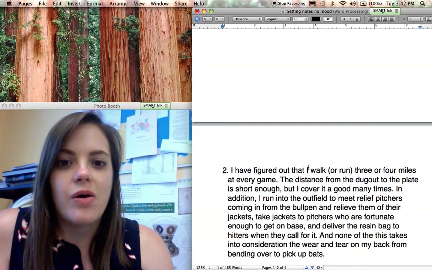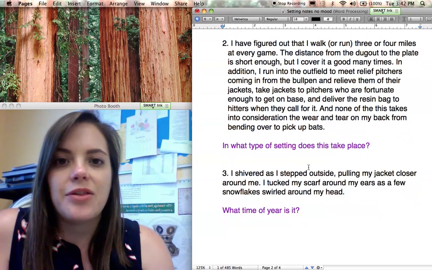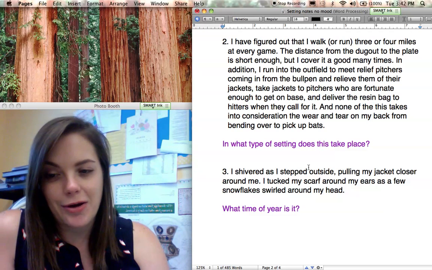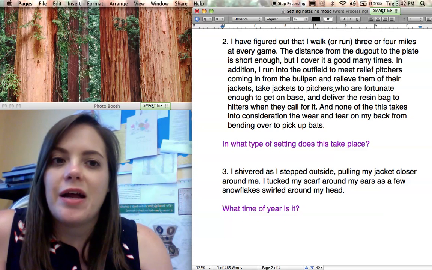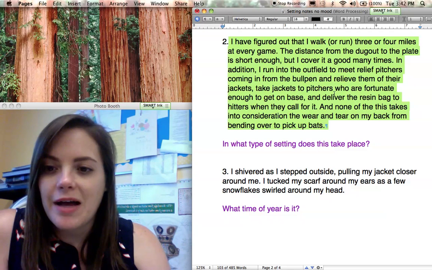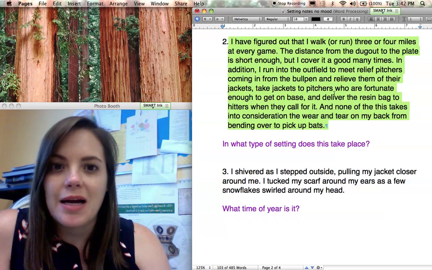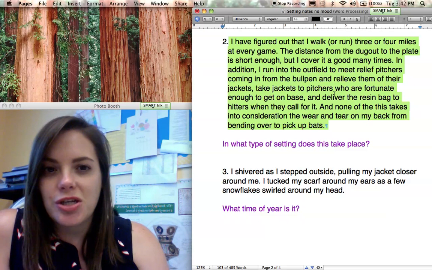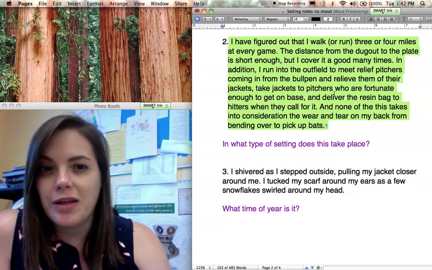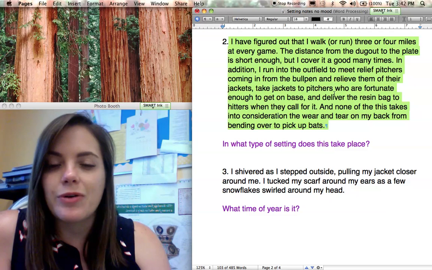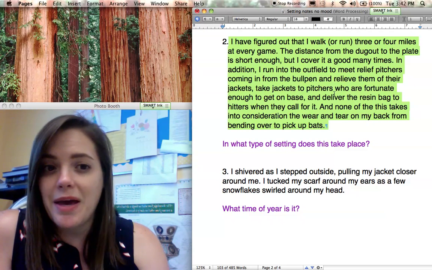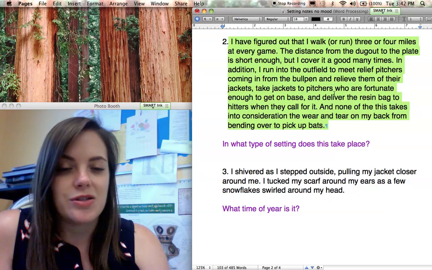All right, now let's look at another one. And for these, y'all are going to start making some inferences on your own. I have figured out that I walk or run 3 or 4 miles at every game. The distance from the dugout to the plate is short enough, but I cover it a good many times. In addition, I run into the outfield to meet relief pitchers coming in from the bullpen and relieve them of their jackets, take jackets to the pitchers who are fortunate enough to get on base, and deliver the resin bag to hitters when they call for it.